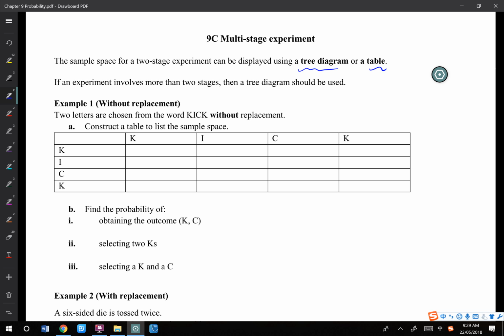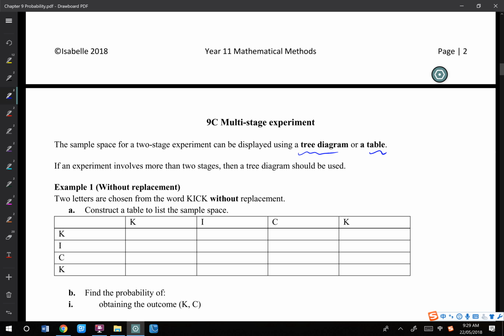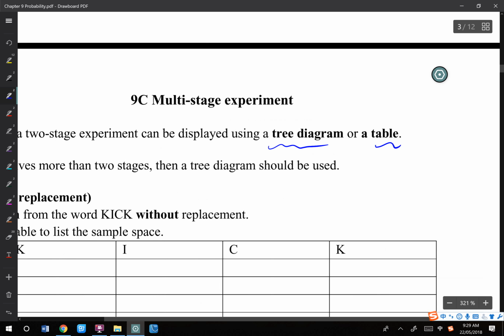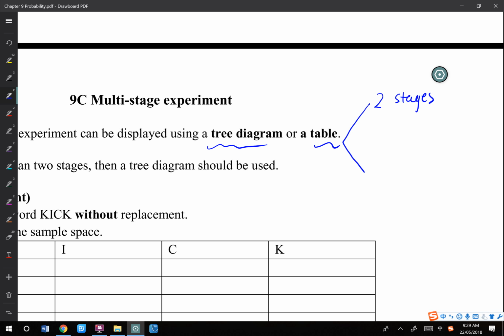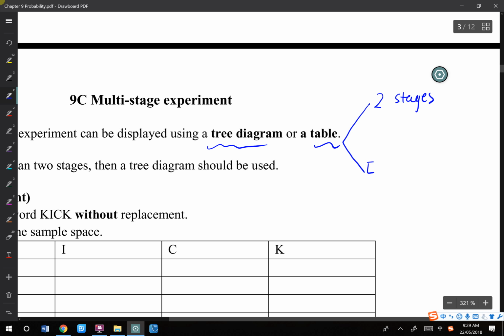Obviously, normally we'll use the tree diagram, because the use of the table is very limited. First of all, to use the table, it can only be two stages. Okay, it can only be a two stage experiment. And the second requirement is that at each stage, the outcomes must be equally likely. Okay, those are the two requirements for when we can use the table.